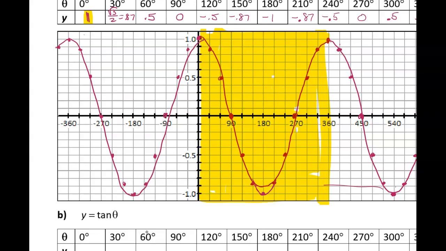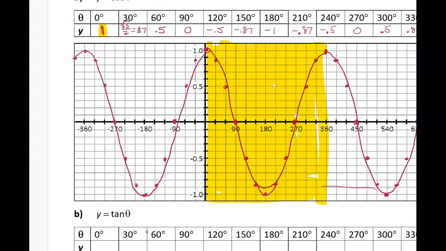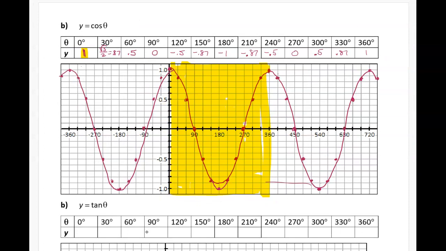Whoops, that wasn't a great one on my part. All right, let's back it up and look at the whole thing. You can see those 3 cycles and maybe just a little bit more there. So that is the cosine function. All right, now let's take a look at the tangent function.